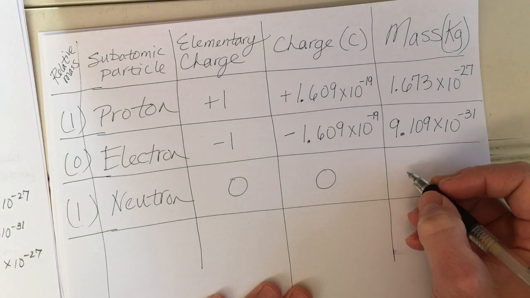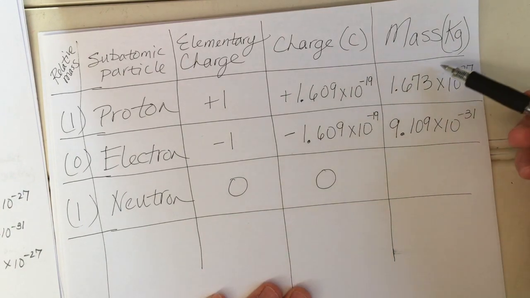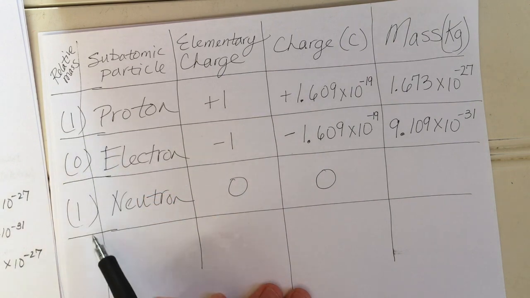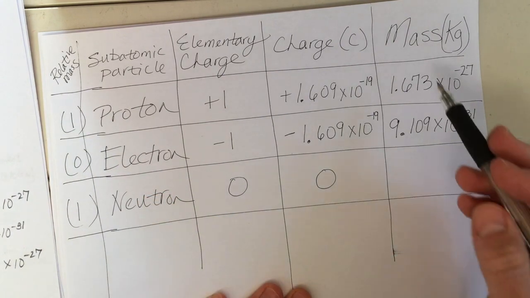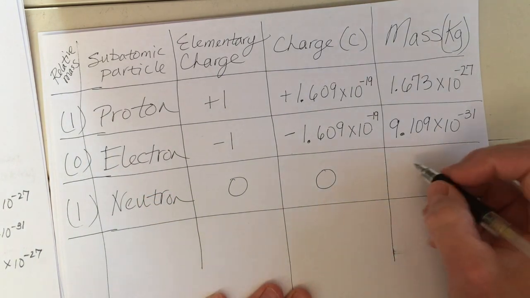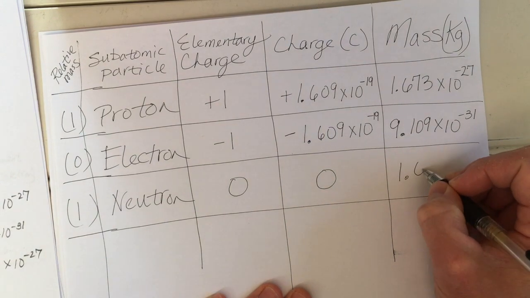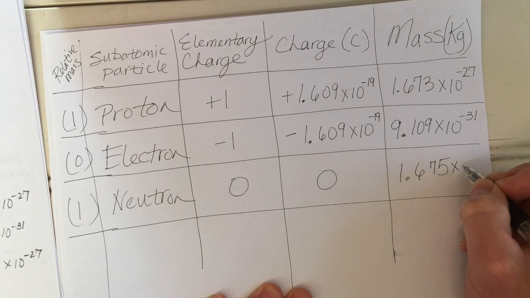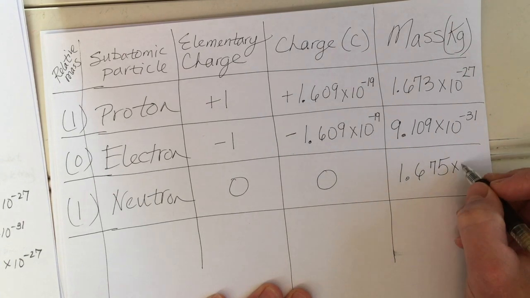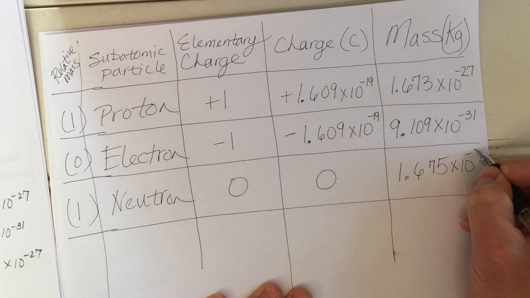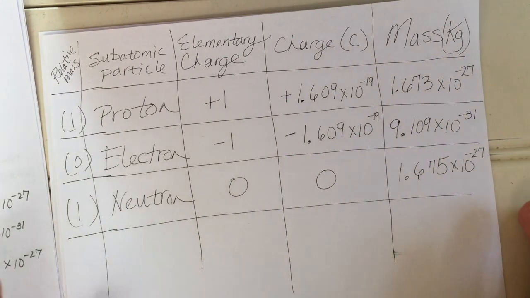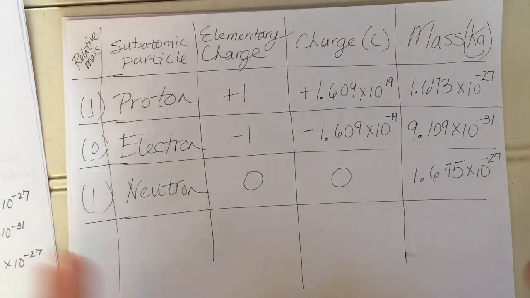And here for the neutron, it's going to be close to the proton, right? Because this was 1 for the relative mass, and this relative mass was 1. So it should be the same, right? Well, not exactly. The neutron is slightly larger. So 1.675 times 10 to the negative 27th compared to 1.673 times 10 to the negative 27th. All right, so there you have it.